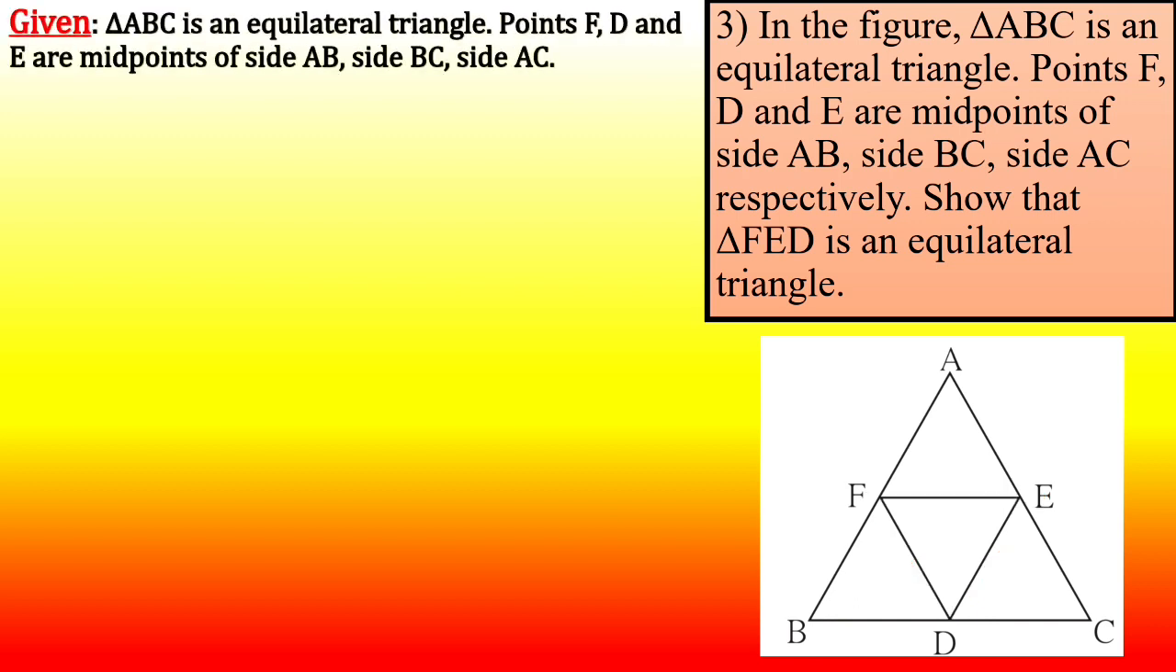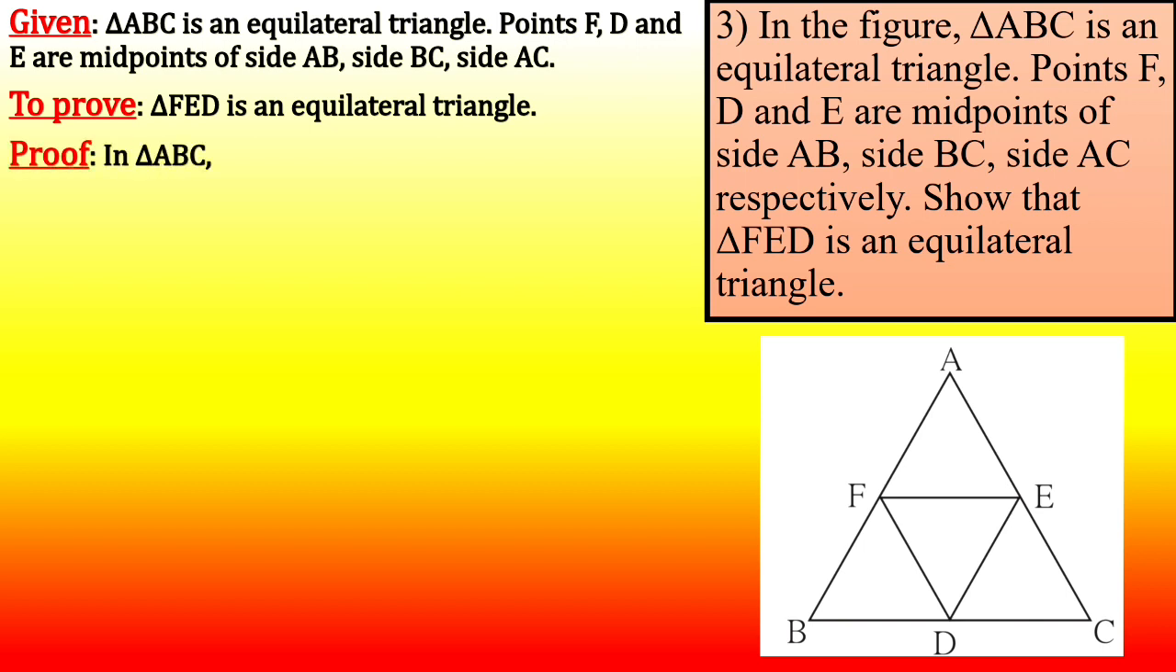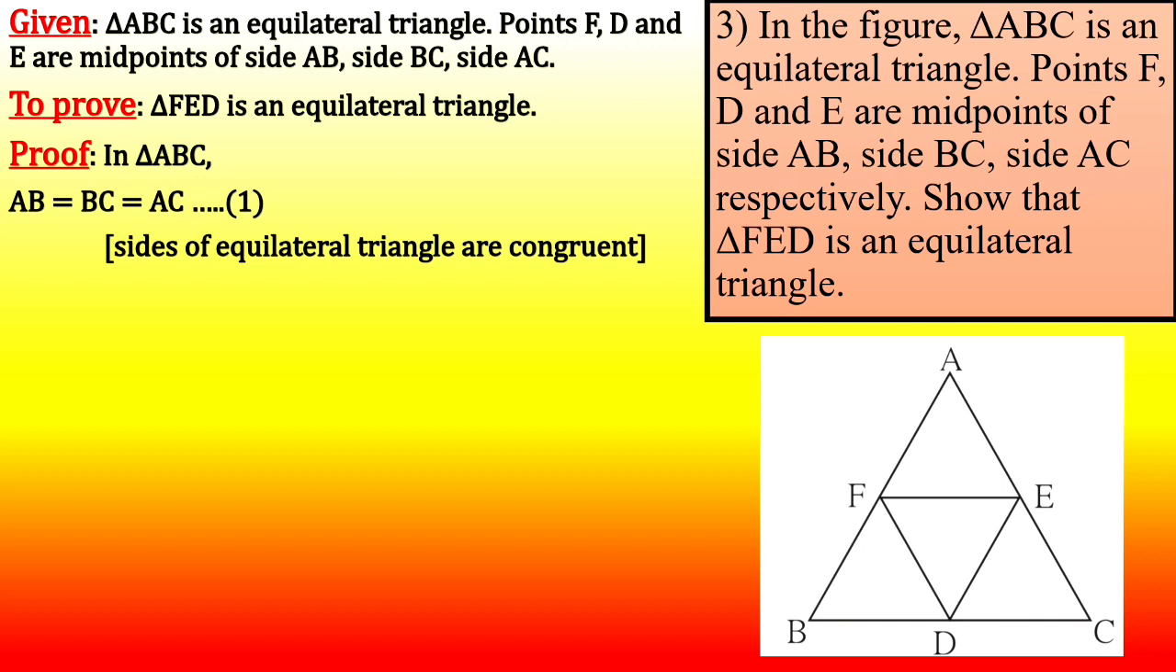So first of all, we will write the given information. Then what we have to prove here, student, is that triangle FED is an equilateral triangle. Proof. Take the triangle ABC. Equilateral triangle means all the 3 sides are equal. So side AB is equal to BC and side BC is equal to side AC. Give it equation number 1. Sides of an equilateral triangle are congruent.